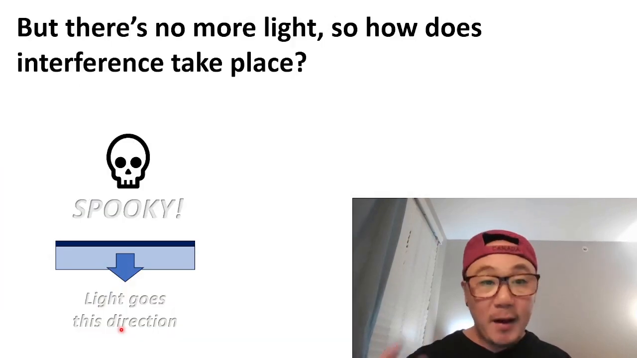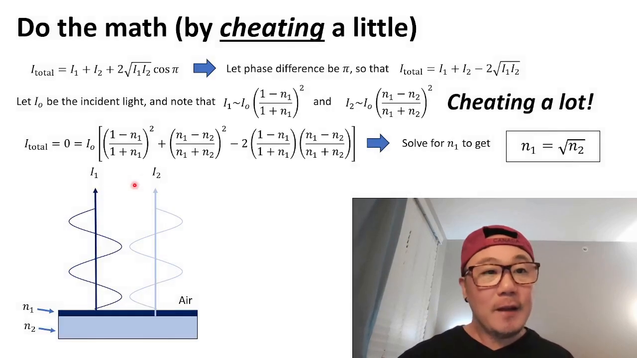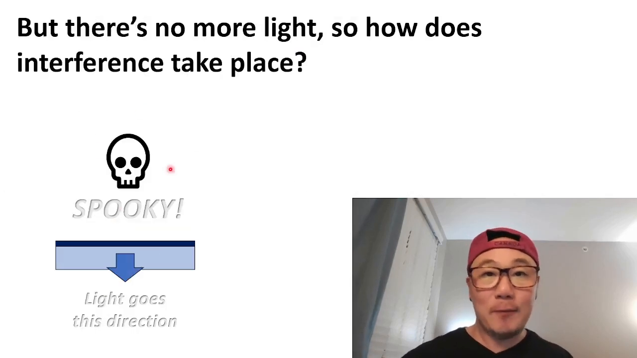Okay, great. But there's no more light up here, right? The light has gone down. So if there's no light up here, how do you interfere? Because interference takes place when we sum up the intensities right here. Now there's no more light there. So what is happening here?